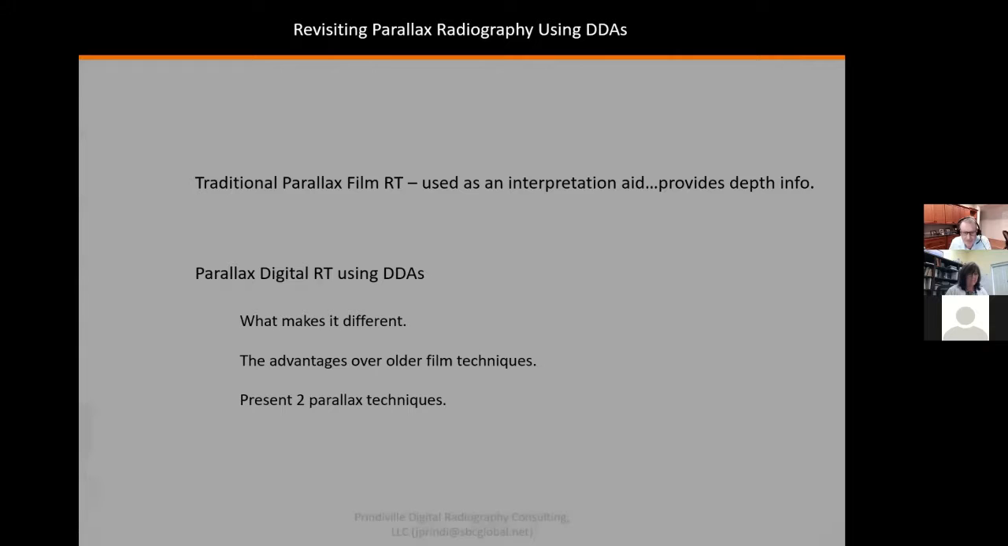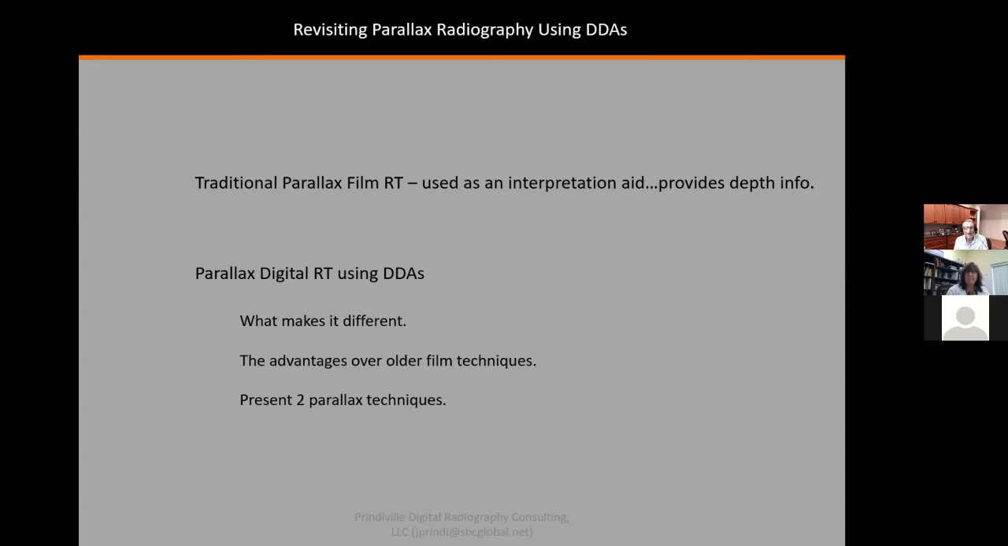So with that, I will start with the presentation on parallax radiography. Traditionally, it's been with film. It's been used as an interpretation aid. In other words, you've already located a defect or whatever, and now you're trying to get some additional information, and the information it's going to provide is depth information.